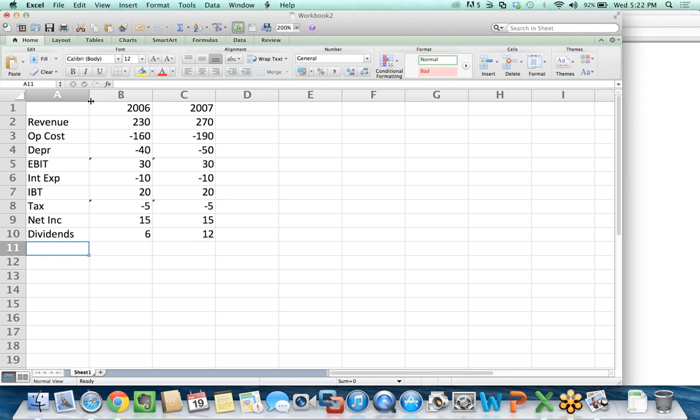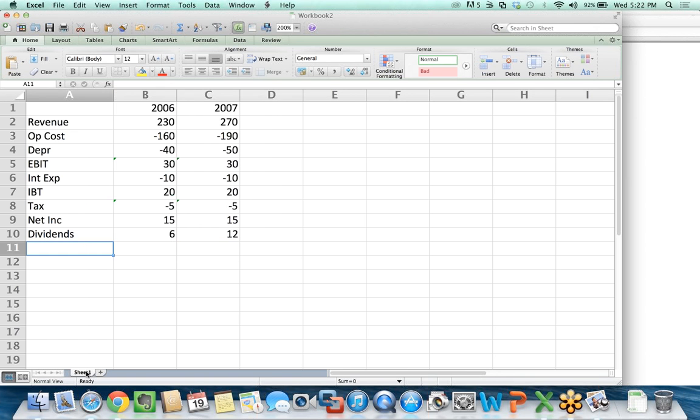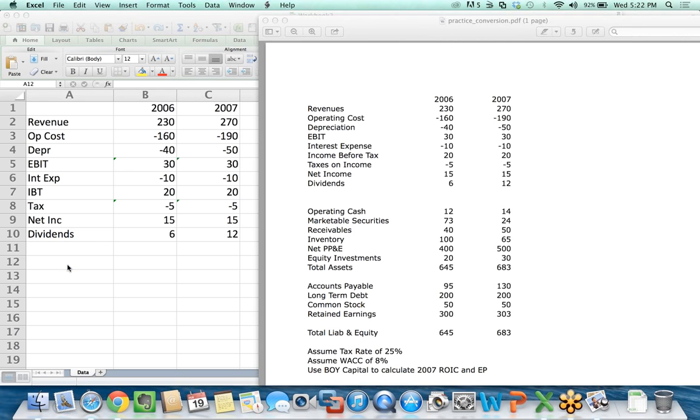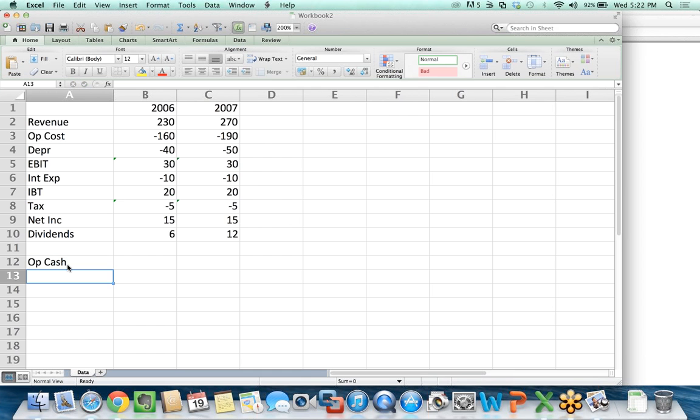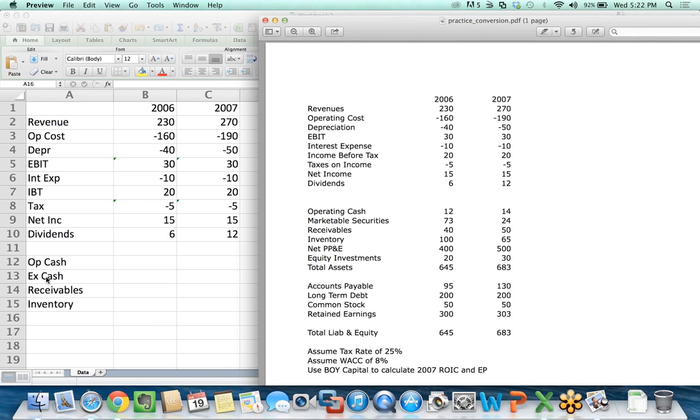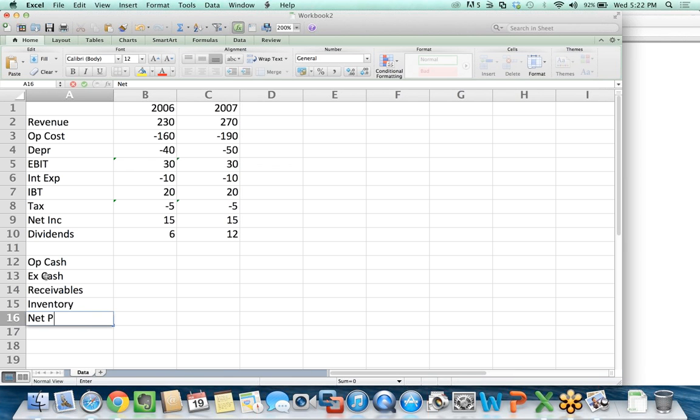All right, that was the simple income statement that we were given. So I'll just call that my data. And then they gave us a simple balance sheet. So operating cash, marketable securities, which is going to be called excess cash on your homework assignment. Again, the major difference is excess cash is non-operating, and it's the cash that we can pay out, whereas operating cash is operating, and it is the cash that's tied up in working capital that can't be paid out.